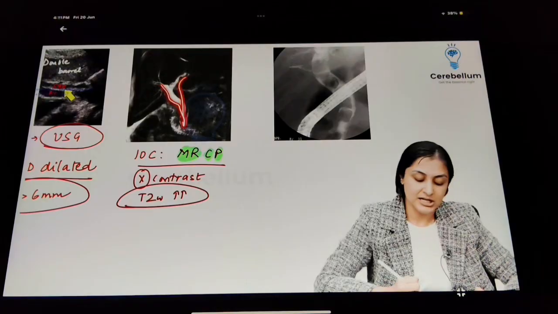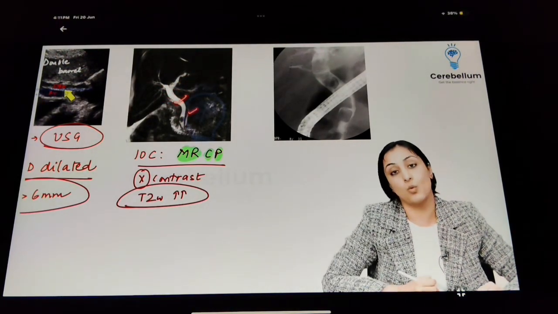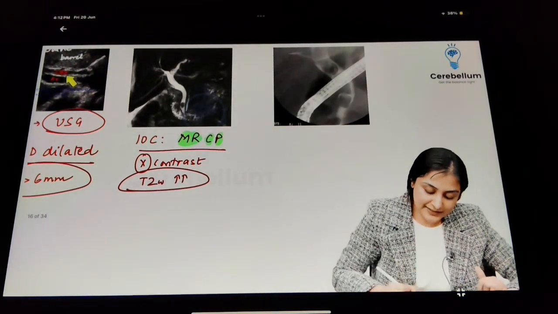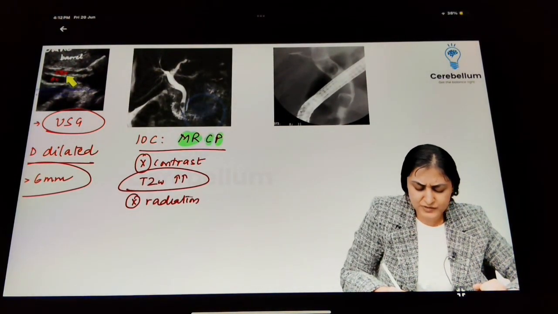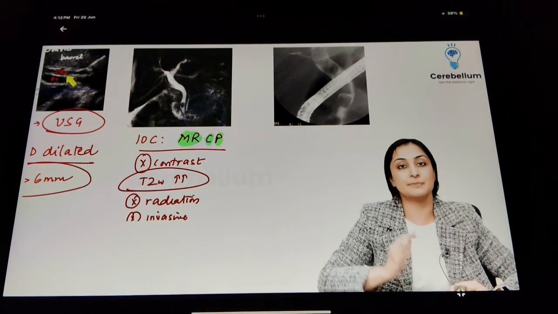So that's how we can appreciate that, okay, this is the bile, bilirubin or bile containing CBD, which is filled with fluid, hence white. So this is where we don't need contrast. We use a heavily T2-weighted image. That's the first advantage. The second advantage you all know is this has no radiation because it is MRI. This is non-invasive. So all of these are the advantages, and that is what makes MRCP the best investigation.